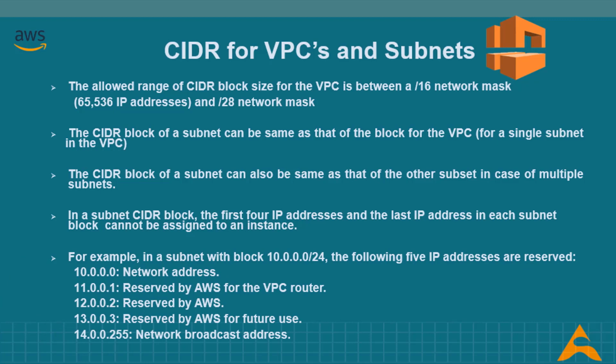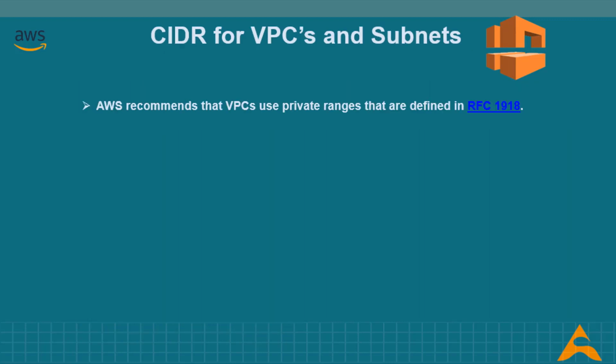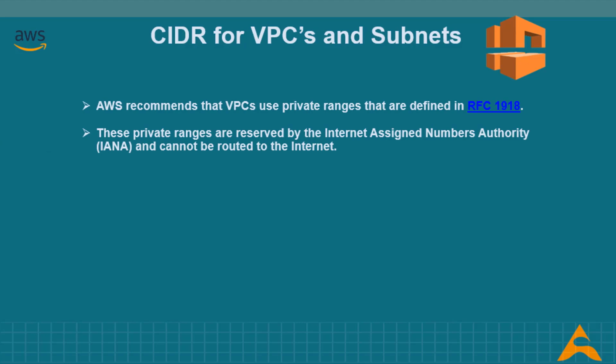10.0.0.1 reserved by AWS for the VPC router, 10.0.0.2 reserved by AWS, 10.0.0.3 reserved by AWS for future use, 10.0.0.255 network broadcast address. So AWS recommends that VPCs use private ranges that are defined in RFC 1918. These private ranges are reserved by the Internet Assigned Numbers Authority (IANA) and cannot be routed to the Internet.